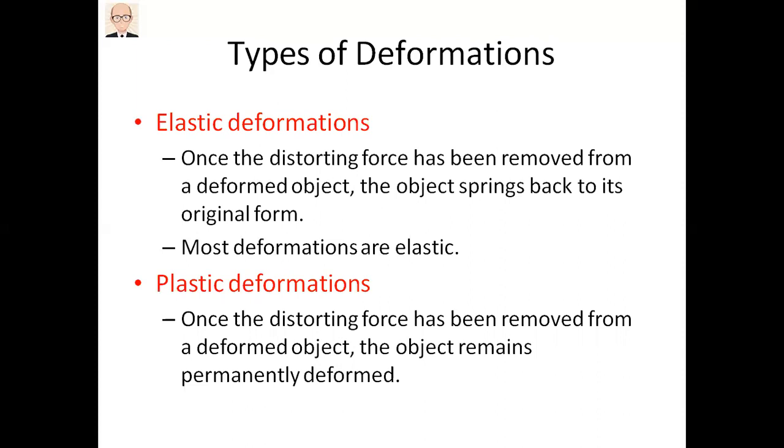And the second type of deformation is plastic deformation. Once the distorting force has been removed from a deformed object, the object remains permanently deformed. So it couldn't go back to its original state. And these kinds of deformations are called plastic deformations.